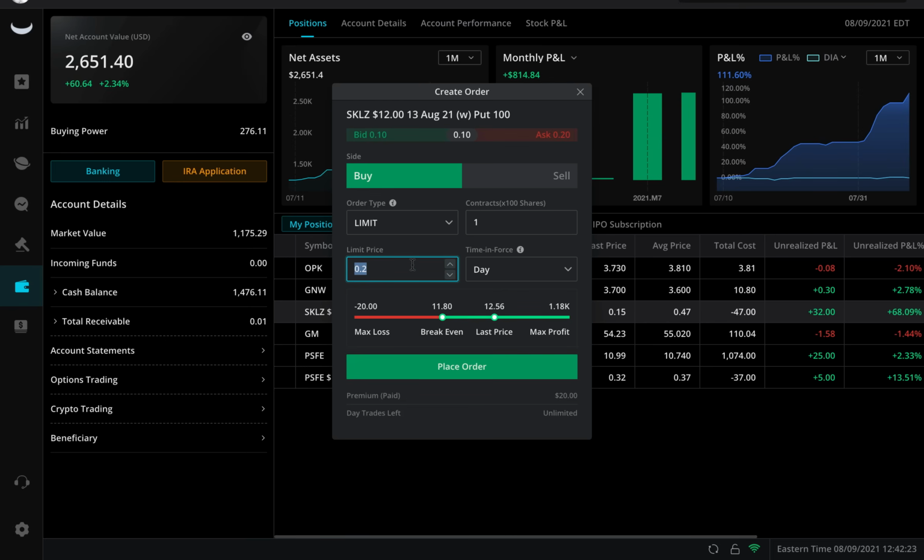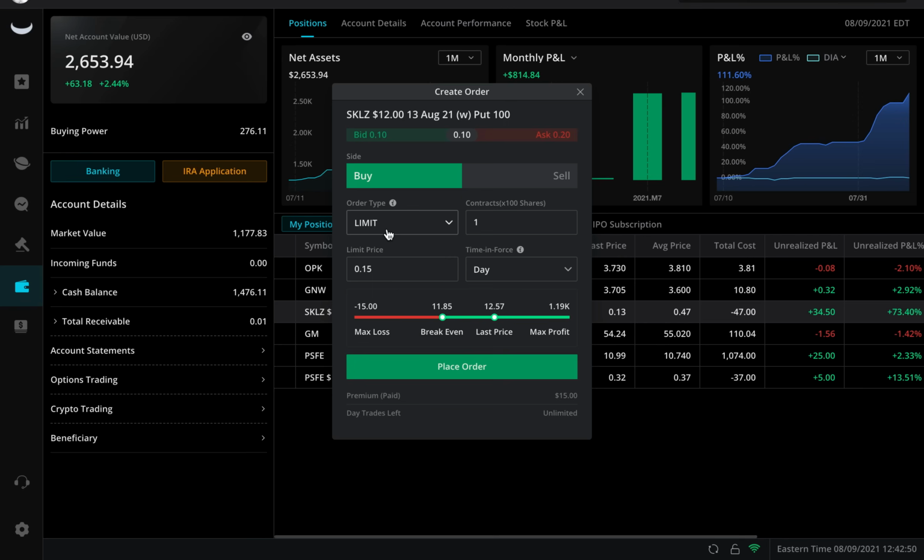And then we get to the limit price. So how much do I want to pay to close out of this? We take a look here, we see the bid is 0.1, the ask is 0.2. So I'm going to try to go in the middle here and do 0.15 and see if that goes through. So limit price 0.15. And then of course there's the time in force, which I don't really worry too much about. So now you would go ahead and place your order here.